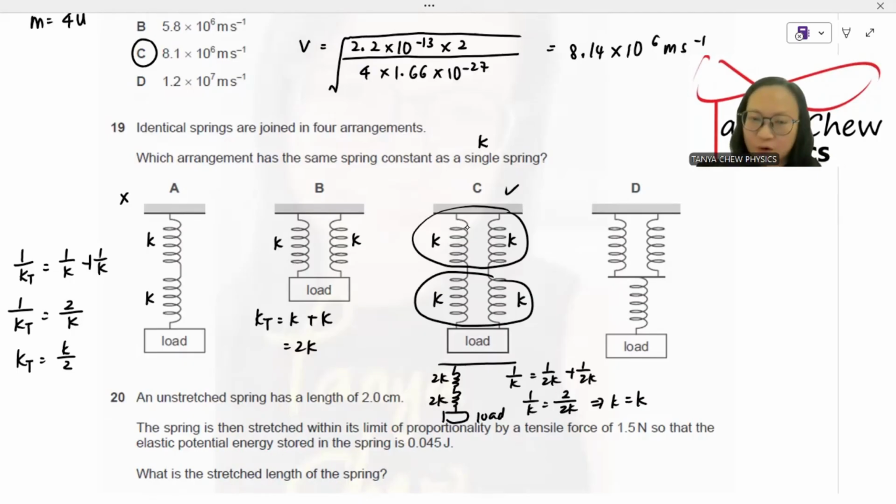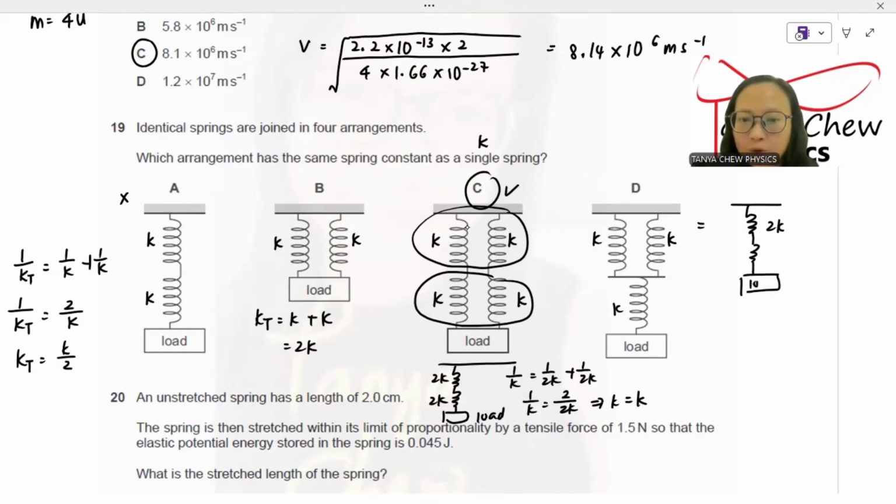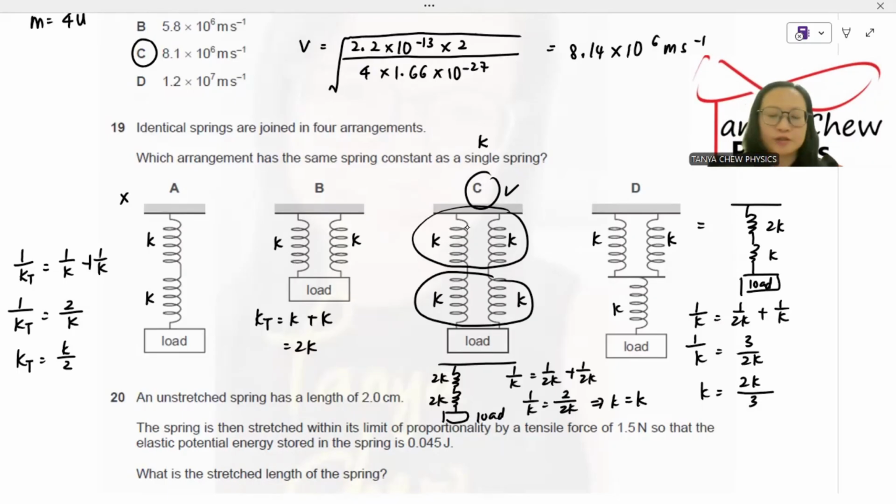It seems that this is the correct answer, but I will prove D is wrong. These two are in parallel. You solve for parallel first. This will be 2K. Parallel, you just add them up, in series with K. So 1 over K is equal to 1 over 2K plus 1 over K. So that gives you 3 over 2K. That is why K is equal to 2K over 3. This is not the answer. I need K. So C is the answer.